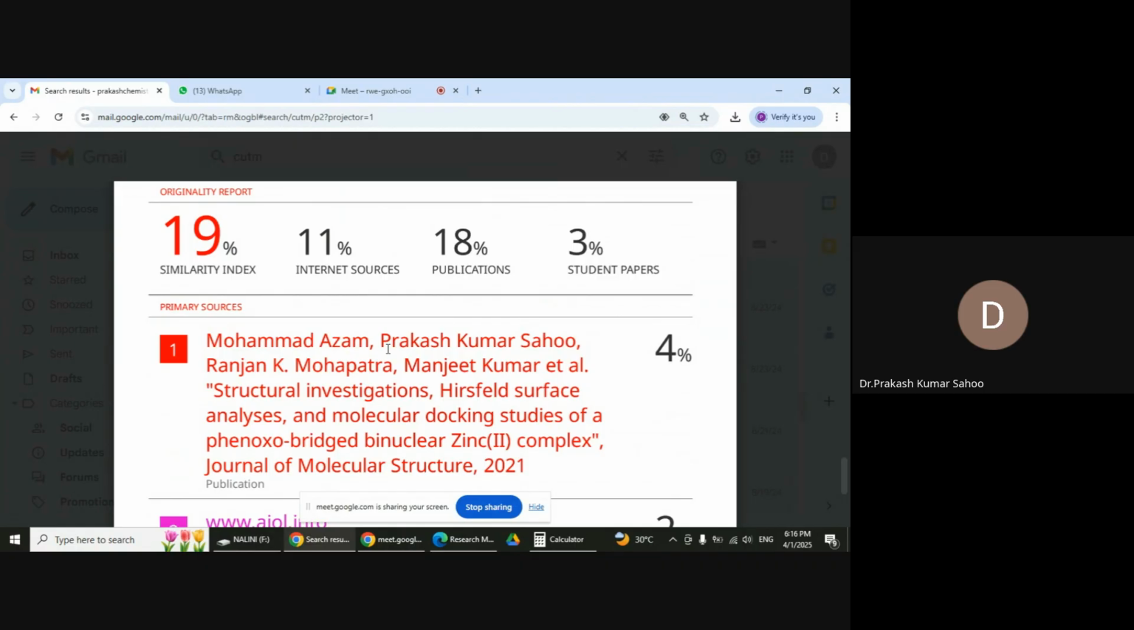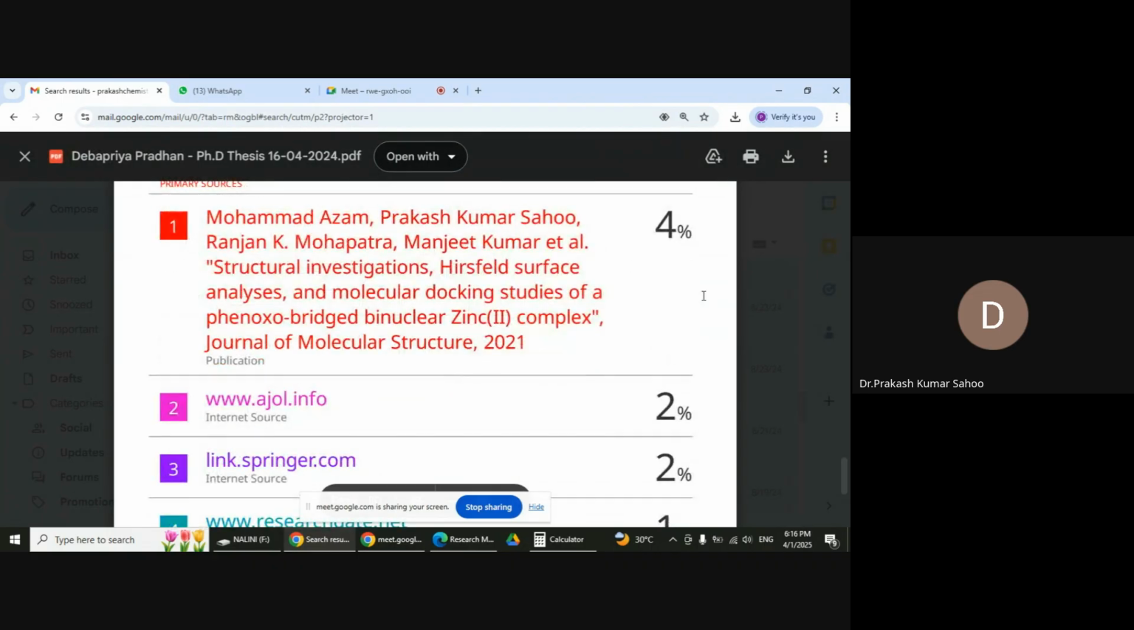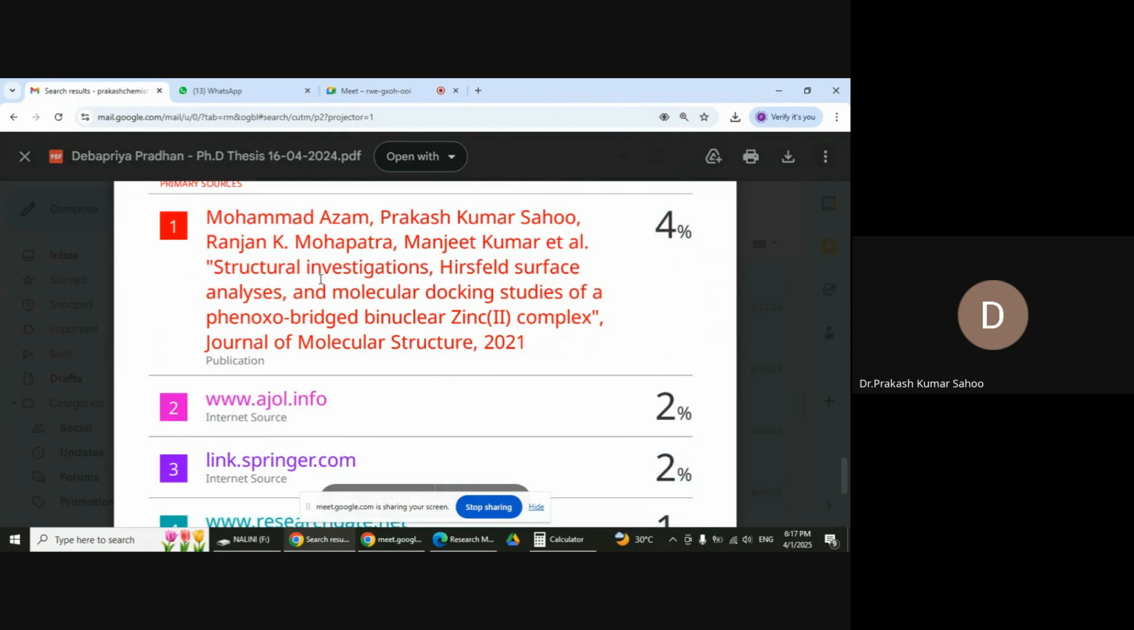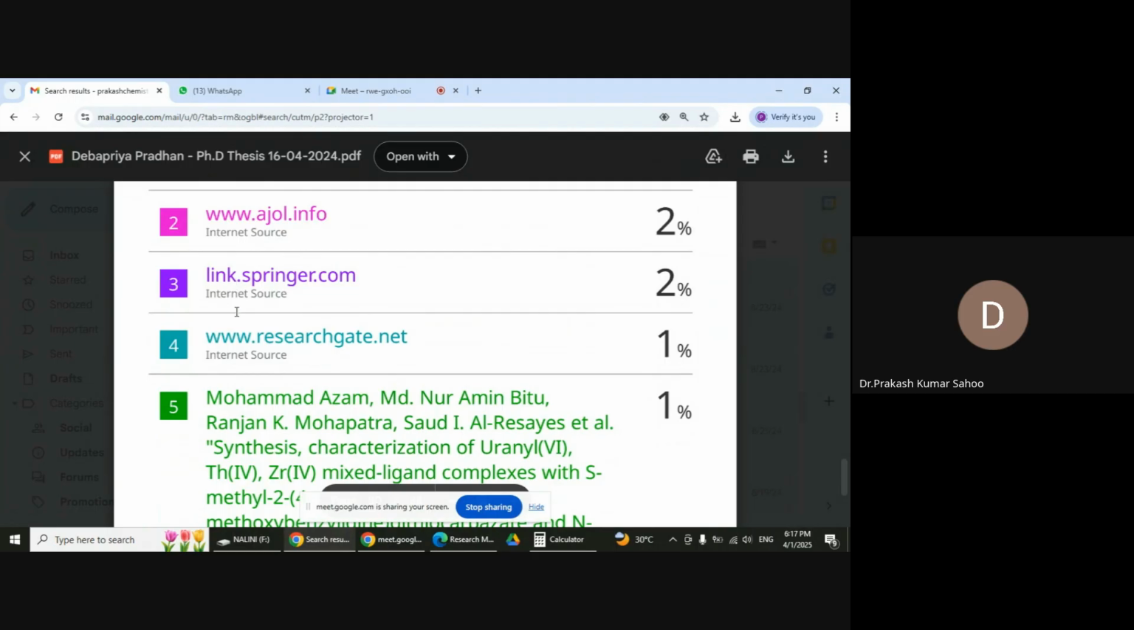So your PhD thesis must have below 15%, or 10%, of similarity index or plagiarism, and everything is specified: 11% from internet sources, 18% from publications, and 3% from student papers. And here every percentage is written, and from which paper it is borrowed. And all the related published papers are highlighted here in different colors: red, violet, pink, blue, green.